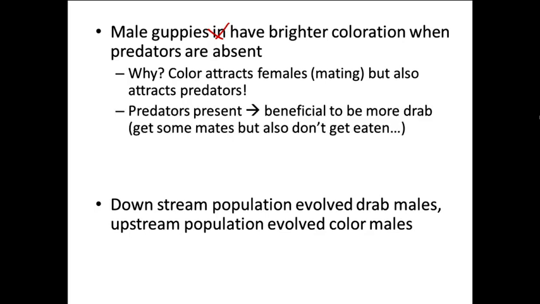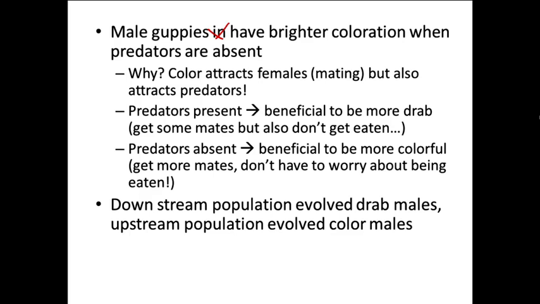Okay? So when predators are present, it's beneficial to be more drab. Not completely drab, because you still want to attract some mates, but you don't want to be so bright that you can be easily seen and you get eaten. Okay? But when predators are absent, it's great to be more colorful. You're not going to be eaten, and the most colorful male wins. He gets to mate the most, so by all means, be as colorful as possible. So color is selected for. Okay, so what they found was this, that downstream population evolved drab males, while the upstream population evolved colorful males.